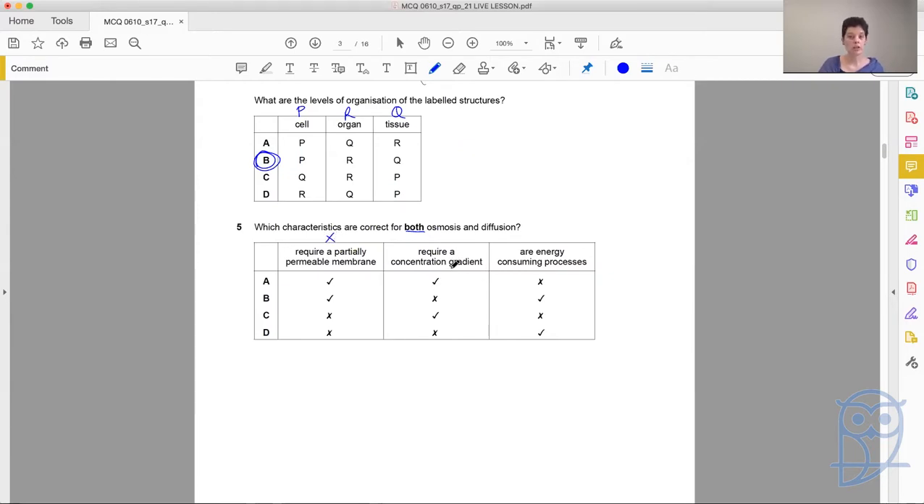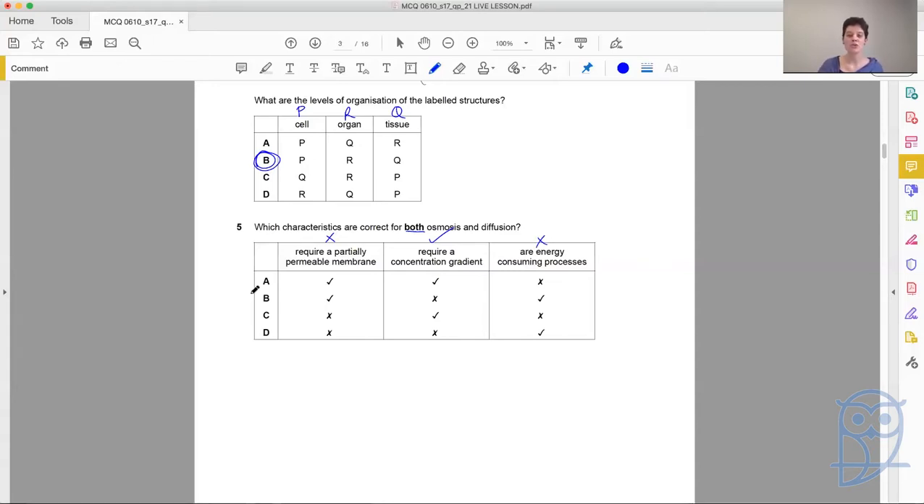Require a concentration gradient, from a high concentration to a low concentration, from a high water potential to a low water potential. And water potential is representing that concentration of the water, so yes, we require a concentration gradient. And then, are energy consuming processes? No. Both osmosis and diffusion are passive. Neither of them use energy. So definitely a cross on that one.